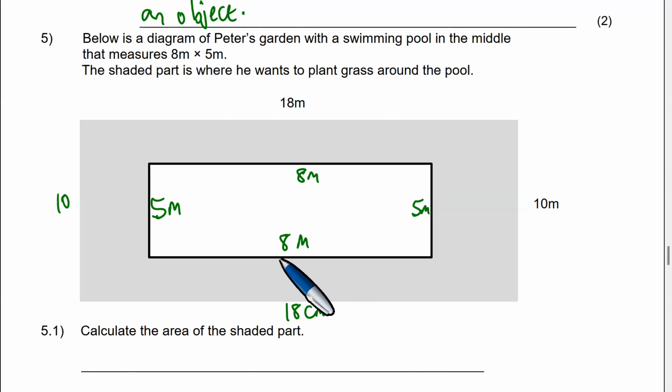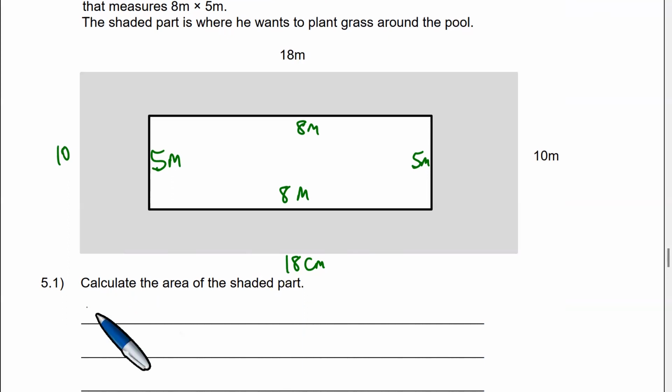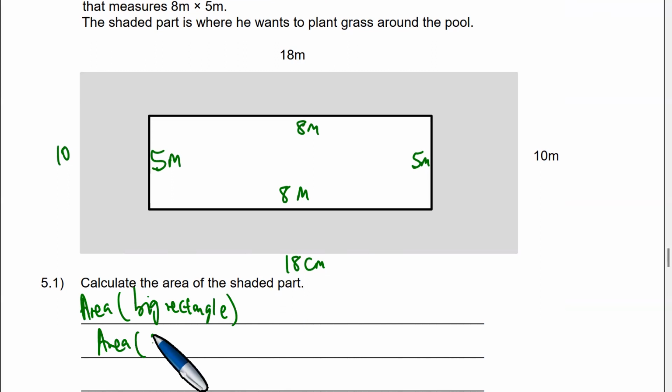So, okay, if this one is 5 here, and this is actually 10, and this is sort of in the middle, what is the meaning of this here? So you have two areas, you have the big rectangle and then the small rectangle, okay. So area, big rectangle. Area, small rectangle.